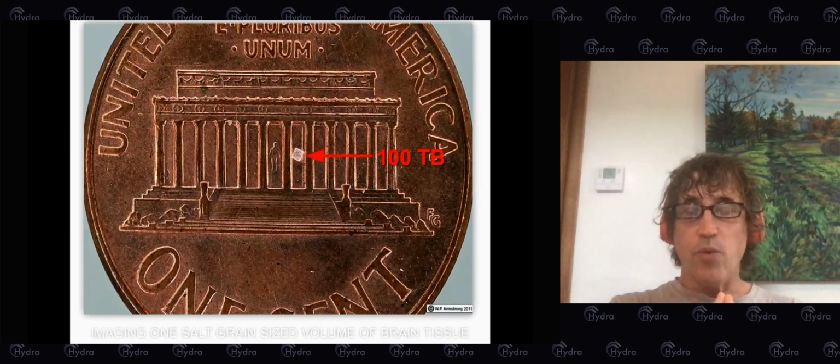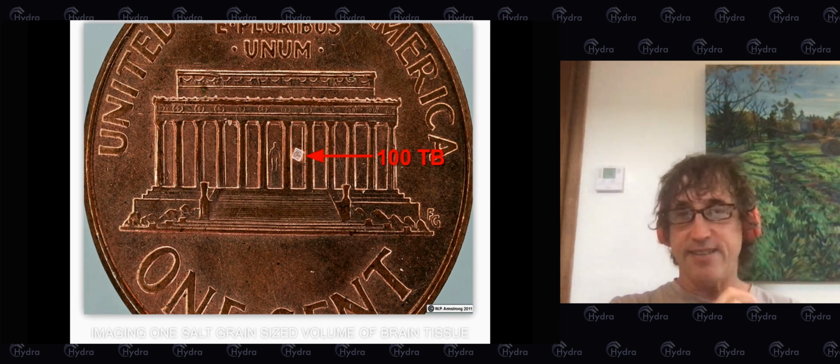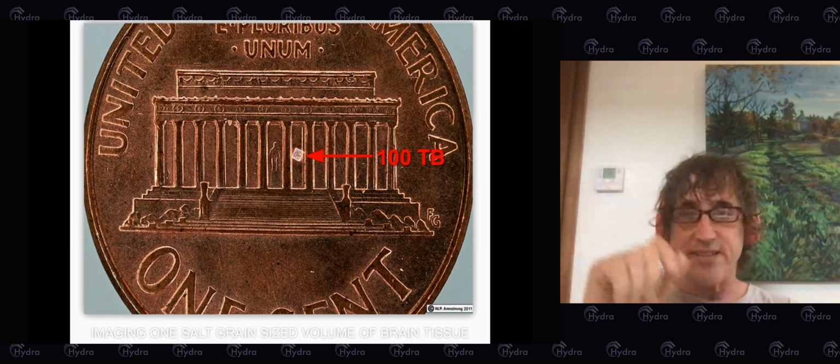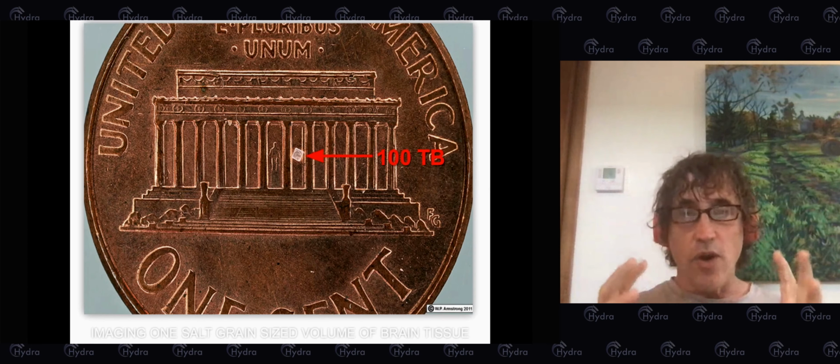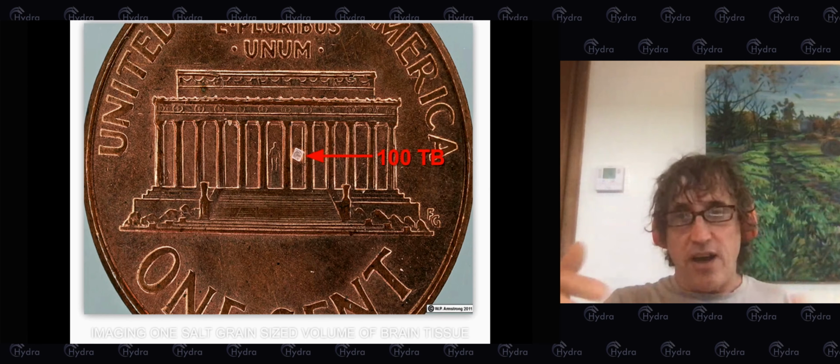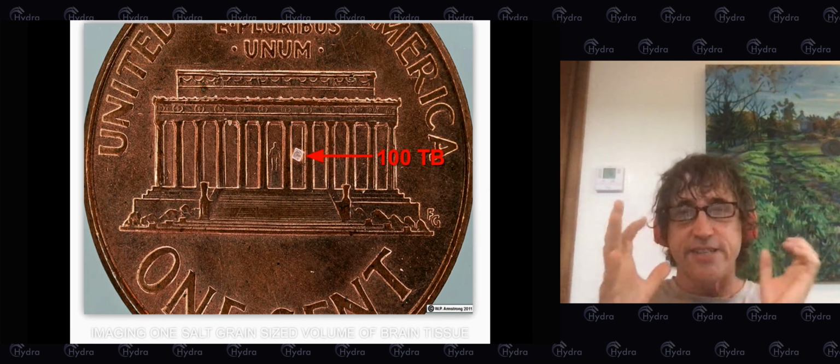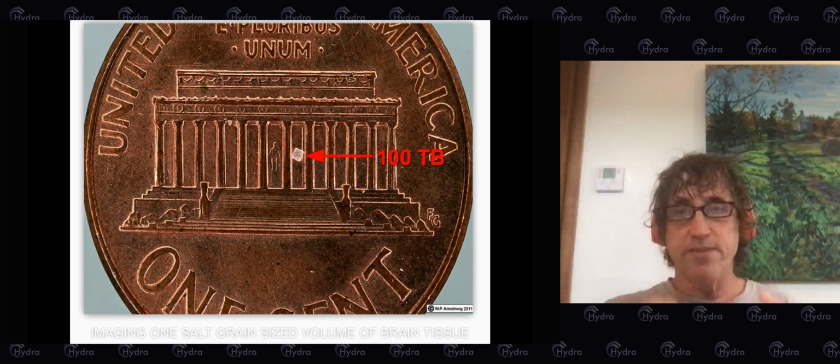Now, what is the size of this thing? If this is a penny, that's the size of this 100 terabytes. Okay, and so in a grain of salt, let's say, that is a cubic millimeter in size, you would have 100,000 neurons and about 1 billion synapses. Okay, so unlike the pictures that Cajal drew that were very sparse, this block is extremely dense, okay, in terms of the number of neurons in it.